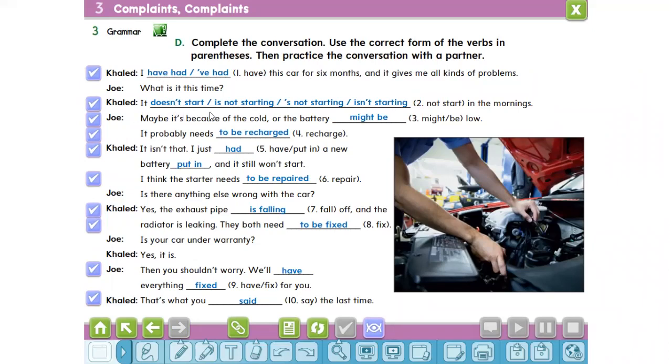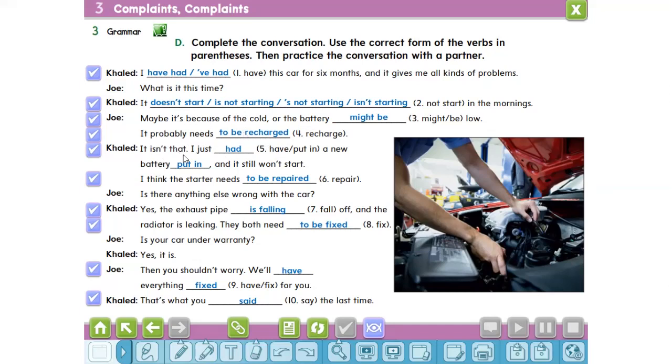It doesn't start in the mornings. Maybe it's because of the cold or the battery. In that case, we might use present simple or present progressive. Present simple if you just state that fact, present progressive if you are talking about this temporary situation. Maybe it's because of the cold or the battery, might be, because it's a kind of probability. It probably needs to be recharged. So we need here to put it in the passive: to be recharged.